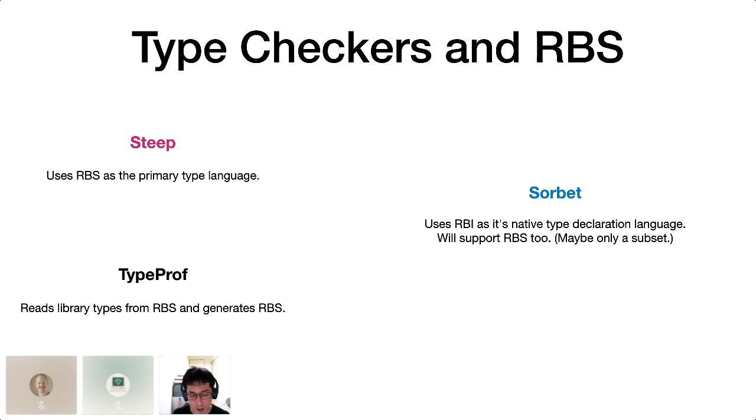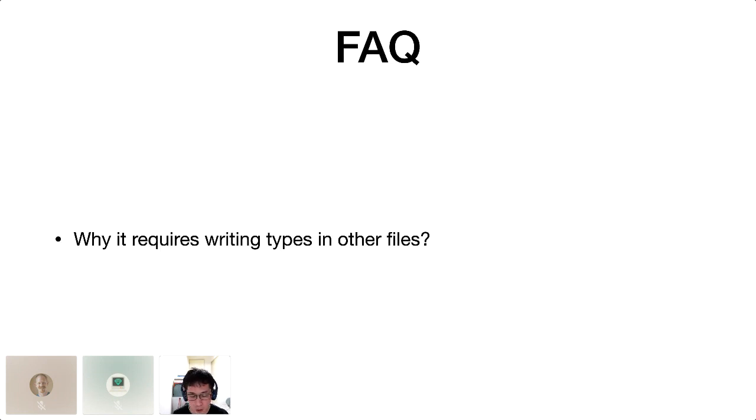Okay, so this is a very quick introduction of RBS. When we explain the idea of RBS, we receive this question frequently: why does it require writing types in another file? Embedding type declarations in Ruby code would be better, because having different files requires editing two files to change a method, the name of a method or like that. Yeah, I know that.